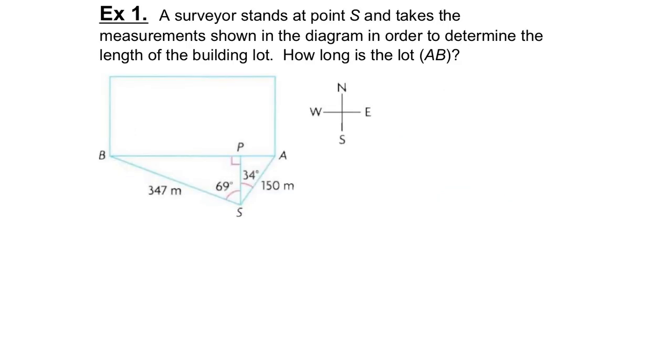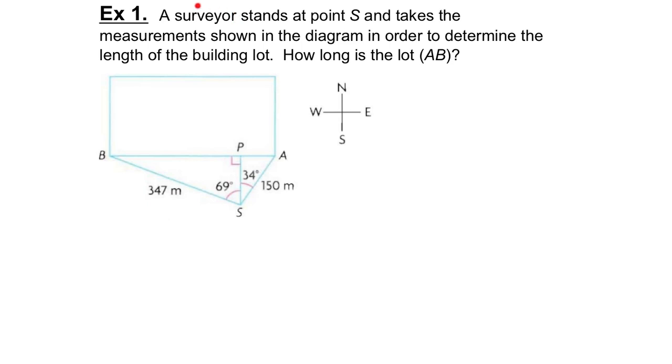Now here is an example that I would like you to try on your own if you can. First I'll read it. A surveyor stands at point S, that's here, and takes the measurements shown in the diagram in order to determine the length of the building lot. How long is the lot? AB. Now, upon reading a word problem like this, it's important to take your time to try to understand how to visualize what's going on.